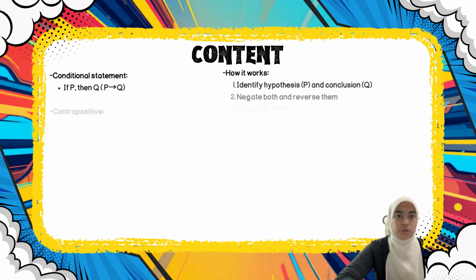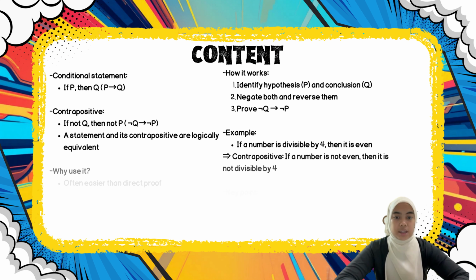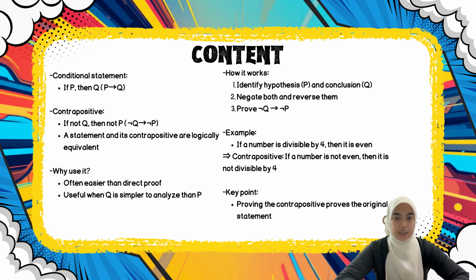So now, we move to the contrapositive method. For a conditional statement, we use: if P, then Q. The contrapositive will be: if not Q, then not P. A statement and its contrapositive are logically equivalent. Why do we use it? It is often easier than direct proof, and it is useful when Q is simpler to analyze than P.